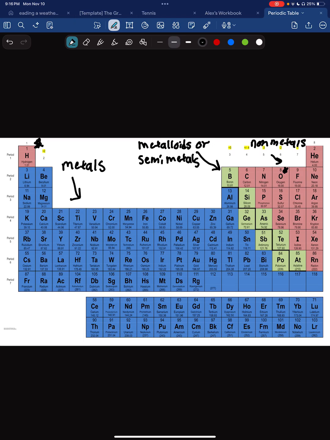One more thing before I forget. Hydrogen is your only element on the far left side of the periodic table that is a non-metal. So on your test, if it asks, all the elements in the first group are all what? And you say all metals, I'm going to be upset because it's not true. They all have one valence electron though, so make sure you remember that.